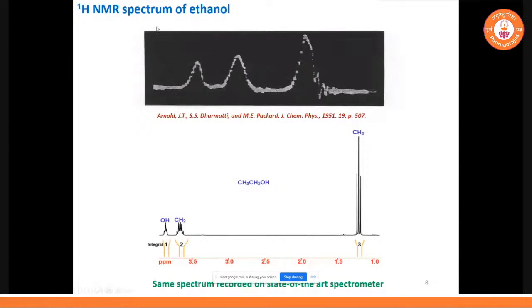Okay. So this is the first NMR spectrum of ethanol. Of course, one of the Indians was involved in recording the first ethanol spectrum, Professor Dharmatti from TIFR. And in the current magnet, if you record the ethanol spectrum, this is the resolution we get because of the high magnetic field.